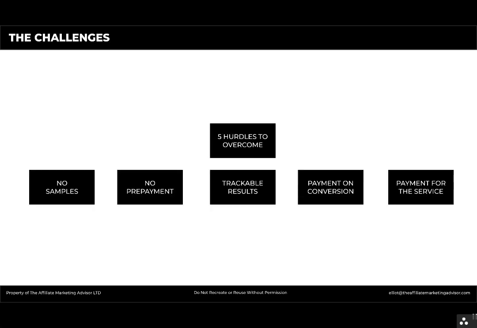The challenges then, and these may be common to most brands. No samples were to be provided to influencers. There was to be no prepayment to influencers. All results must be trackable. Payment must only be made on the conversion of a customer. And lastly, the influencers were required to pay towards the service.